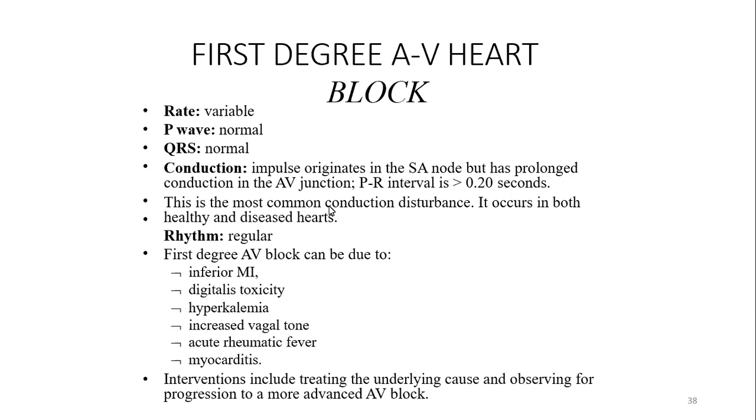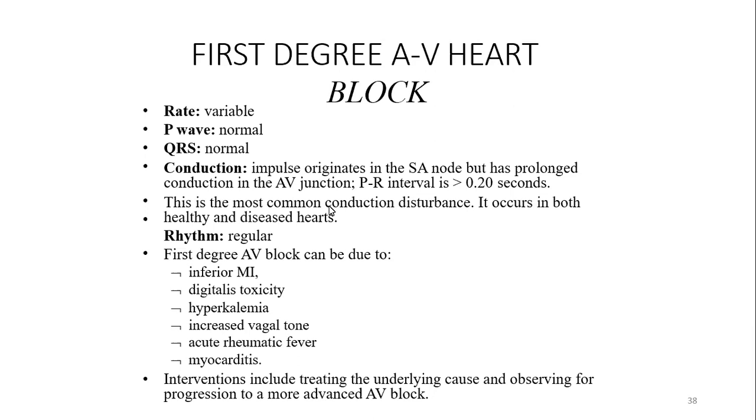So meaning that the PR interval is going to be prolonged because it takes some time for the atrium to contract and then to transmit the impulse through the atrioventricular node into the ventricles. So the PR interval is going to be prolonged. This is the hallmark of AV blocks.